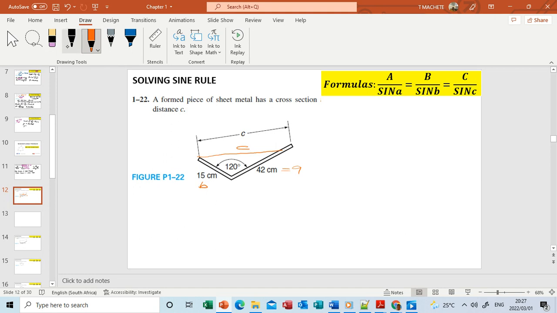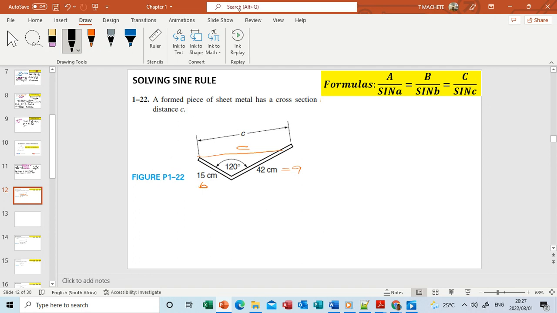You're going to identify what you're given, because they don't specify whether you have to use sine rule or what. They say find the distance C or the side C. This is a non-right angle triangle, so it tells you that you must use sine rule or cosine rule. For a non-right angle triangle, you use two rules: a sine rule and a cosine rule. We're going to get to cosine rule after this one.